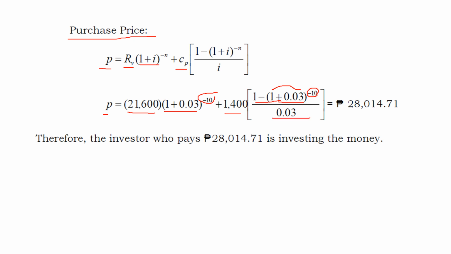Now, the purchase price, as we simplify and substitute these values to the given formula for your purchase price, will be 28,014 pesos and 71 centavos. So this will be your answer for your purchase price. Therefore, the investor who pays 28,014.71 pesos is investing the money. So that will be our final answer for this problem.